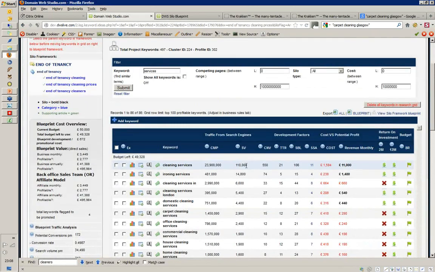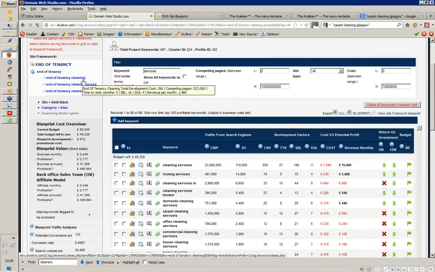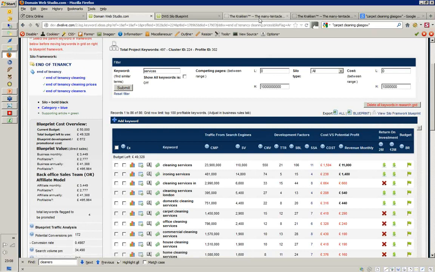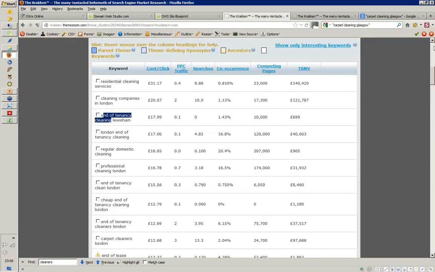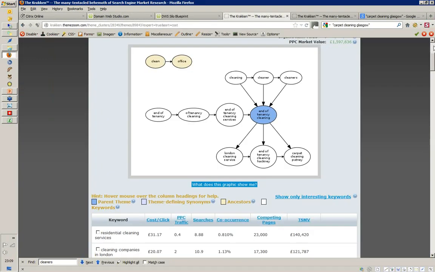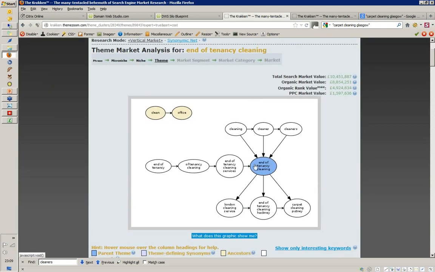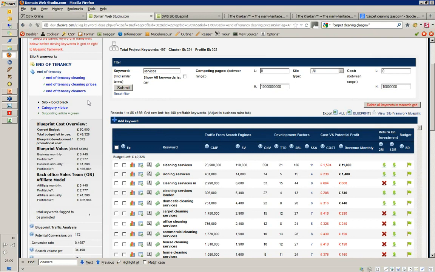So why do you have end of tenancy as your main theme for the site, and then end of tenancy, the same keyword again, as your silo? I haven't defined that one yet. I just put it in as a placeholder. I haven't really crystallized that yet. Kraken sort of said to us that's the top part of the vertical over here. We can sort of see it over there. So we're sort of sitting down here. But what I'm doing, guys, is I'm just mapping this idea together pretty quickly.